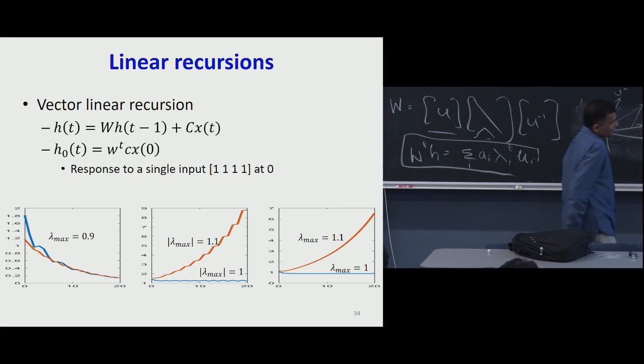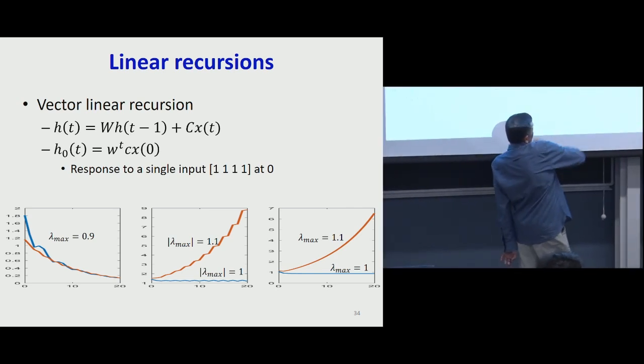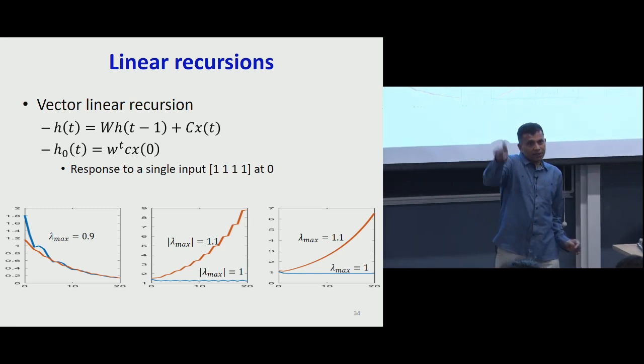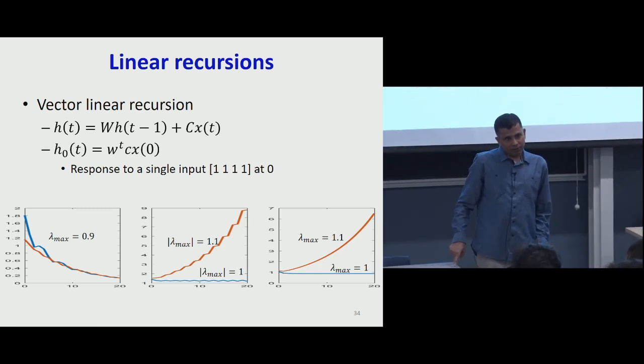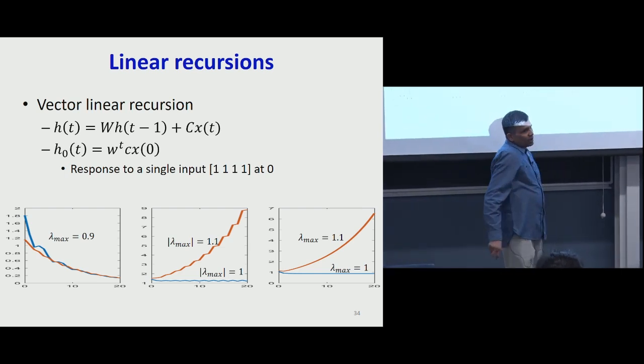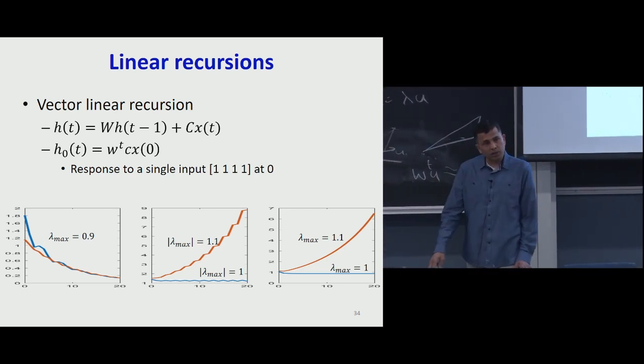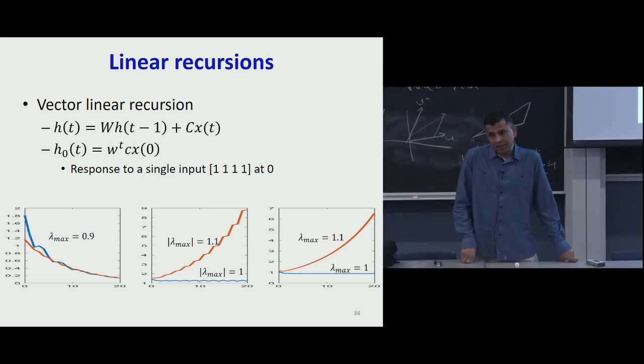In the second case, I have two different cases. I have lambda max of 1.1, and you can see that the length of the hidden vector simply blows up, right? Over here, the lambda max is exactly 1, and it just stays constant. Now in the second case, I have these two things oscillating. Why are they oscillating a little bit?